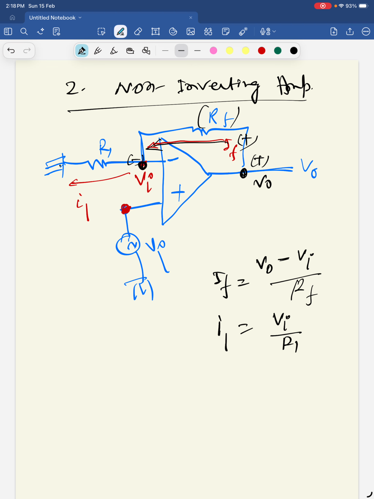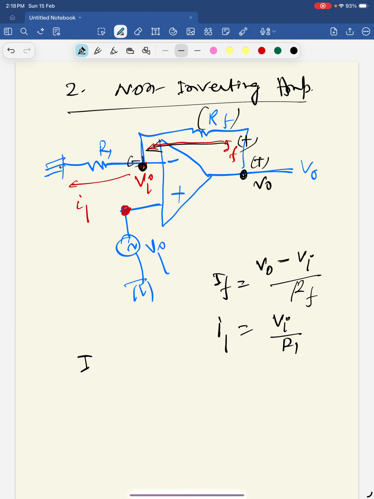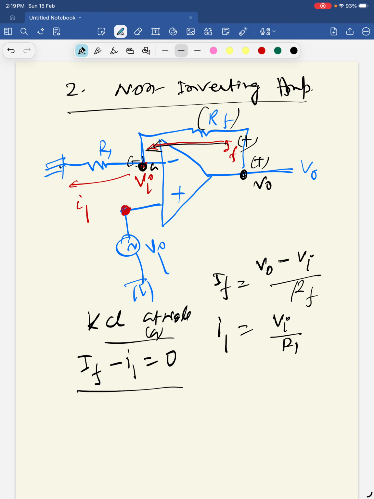So IF is entering and I1 is leaving, so IF minus I1 should be 0 as per KCL. KCL at node A, what is that? IF minus I1 is equal to 0. So IF is equal to I1. So what is IF? IF is V0 minus Vi by RF, that is equal to Vi by R1.